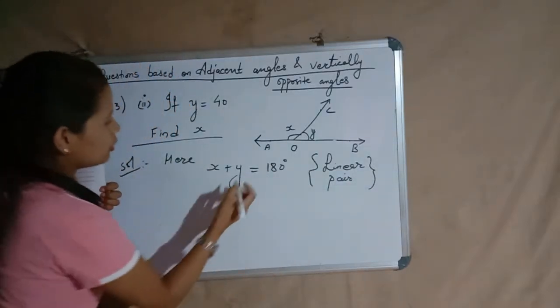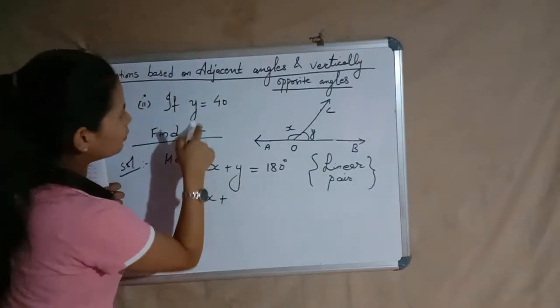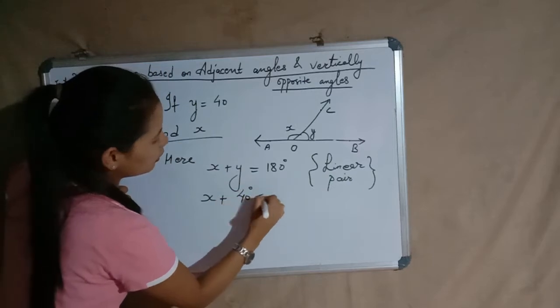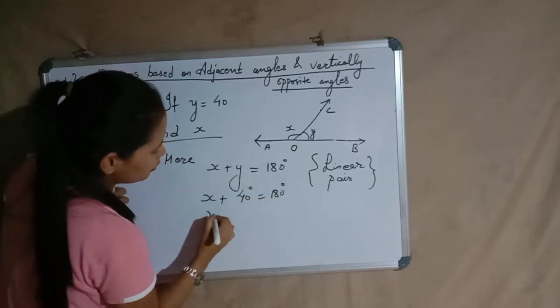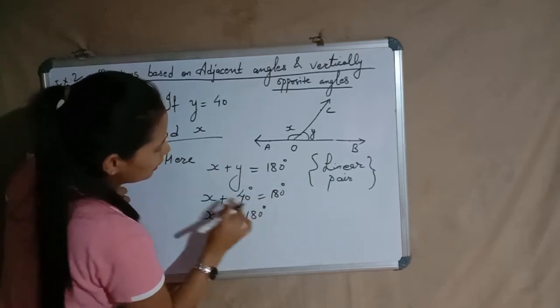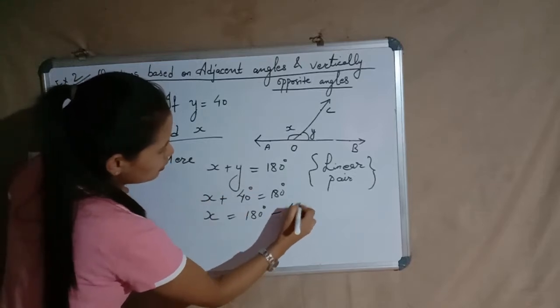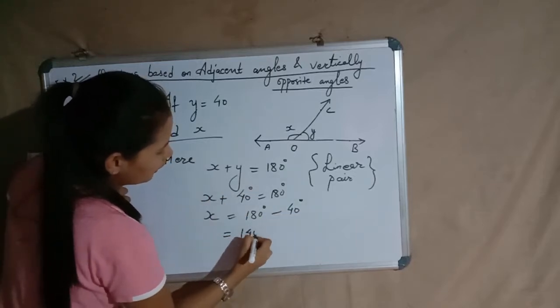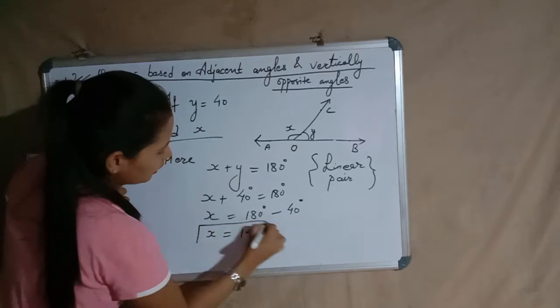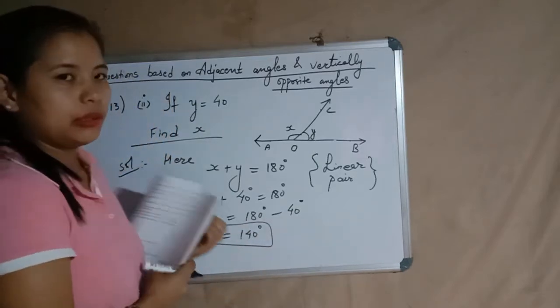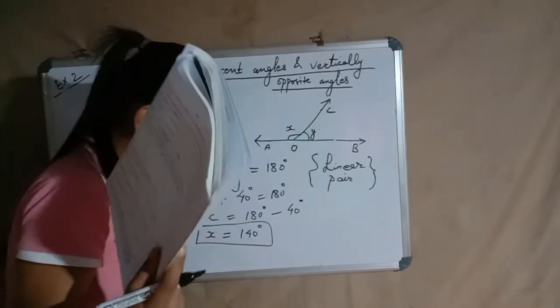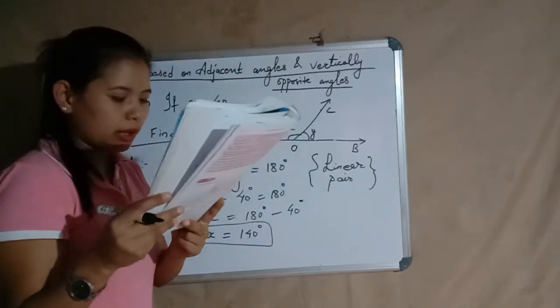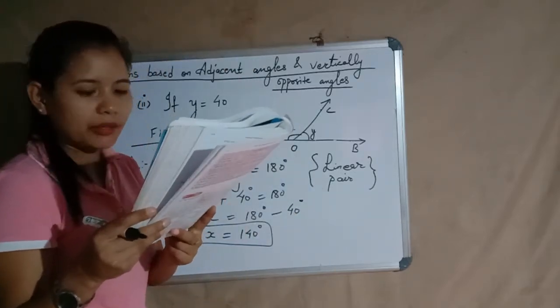Okay. So, y is how much? 40 degree. That is equals to 180 degree. So, x will be equals to 180 degree minus, when we take this side. So, our value of x will be equals to 40 degree. This is very simple. Okay, so this is how we do. Now I'll take question number 14, part 2.